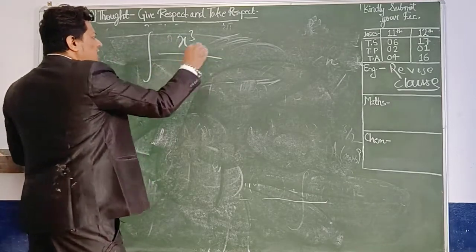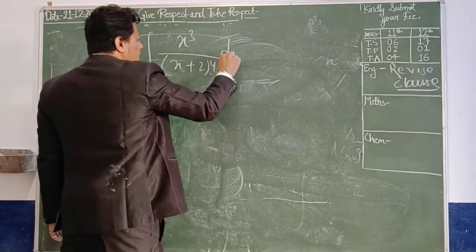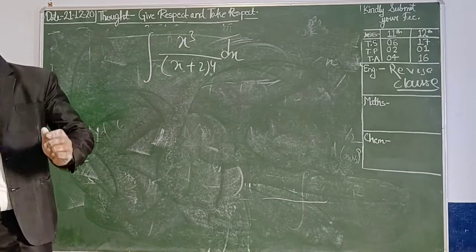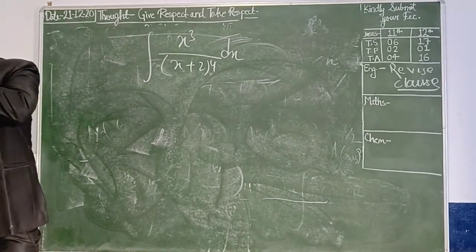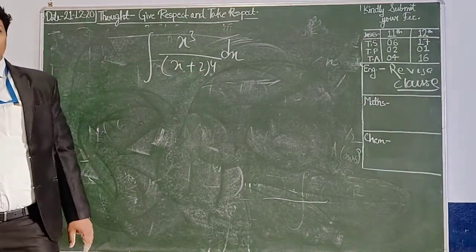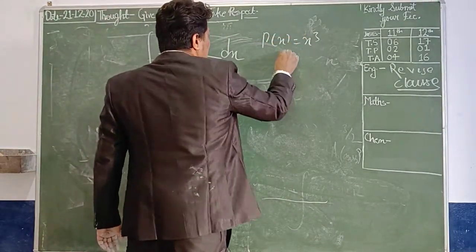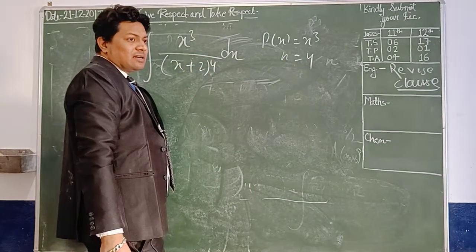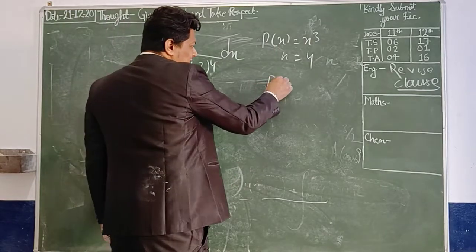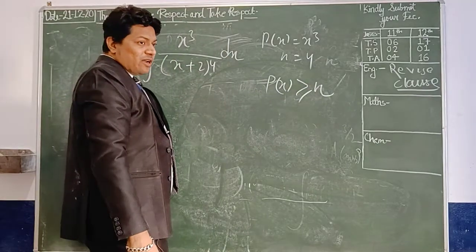You have a question: integration of x cube divided by x plus 2 power 4 dx. Is it clear? You have to go for the concept, x cube divided by x plus 2 power 4. Here Px is x cube and n is equal to 4. Is it clear? You have to compare both the things. Is Px greater than or equal to n, or less than n? You have to go through it.